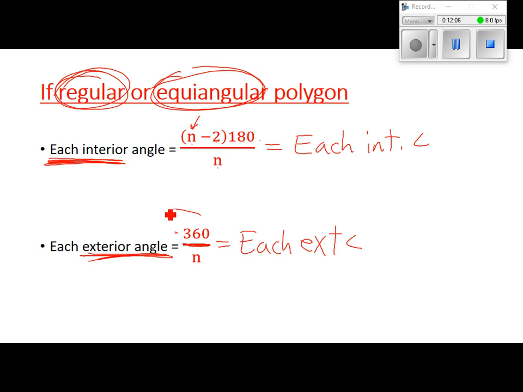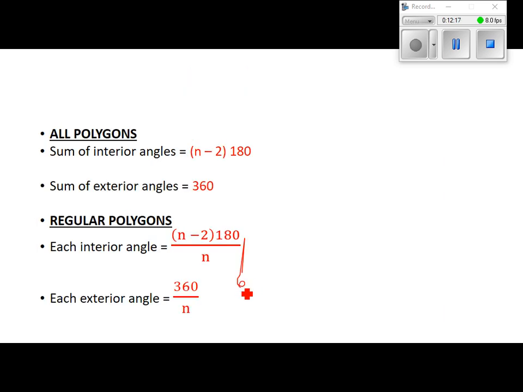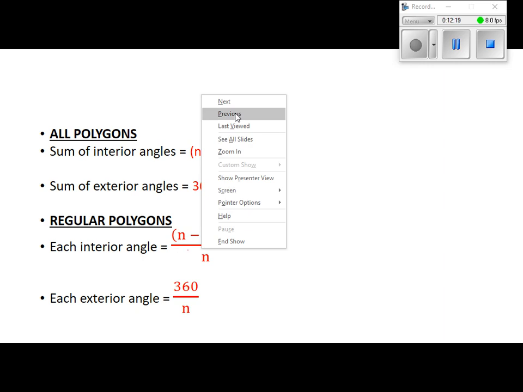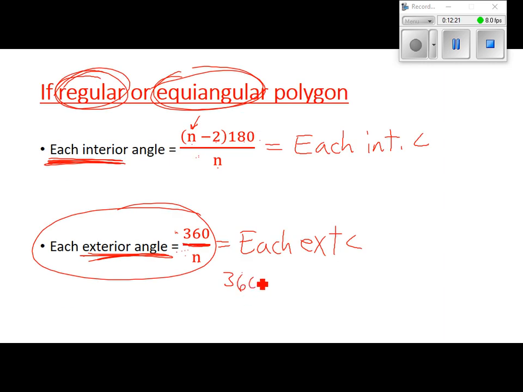I would use this formula a whole lot more than I ever use this one, because if you know a shape has 4 sides and you take 360 divided by 4, you get 90. Let's do something different. If you know a shape has 5 sides, you take 360 and you divide it by 5, and you get 72. That means each exterior angle is 72 degrees.